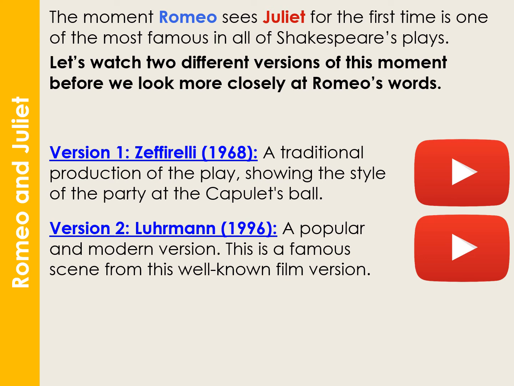Version 2 is directed by Baz Luhrmann, and it was first released in 1996, which makes me feel incredibly old. This is probably one of my favourite films of all time, and I've watched it about 100 times and I love it still. It's a really popular modern version, and it's set in modern times. It gives it a modern twist. So you're going to pause the recording. I want you to watch both of these. Take your time, watch them 2 or 3 times if you need to, so that you're really familiar with them, okay? But they are focusing on the same moment, all right?